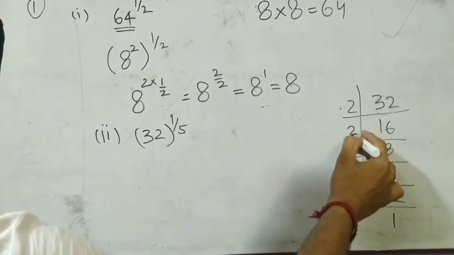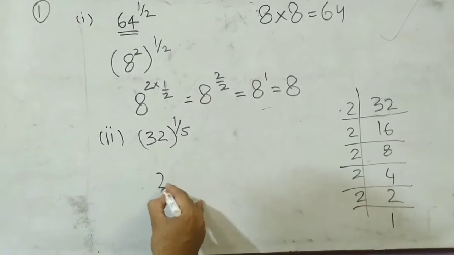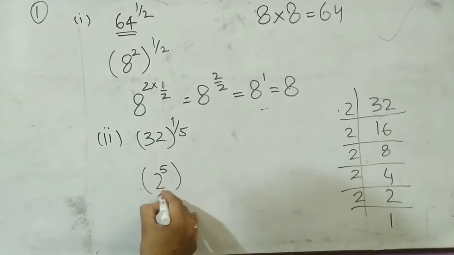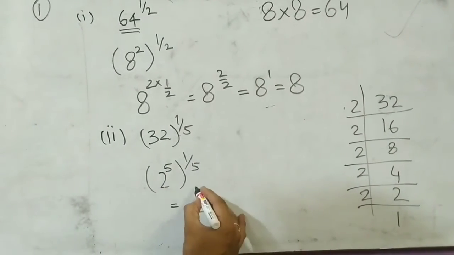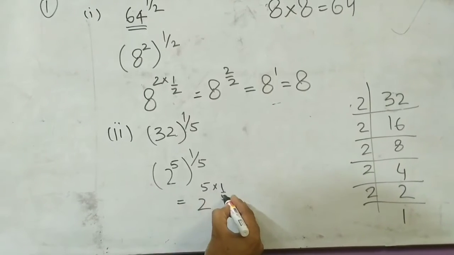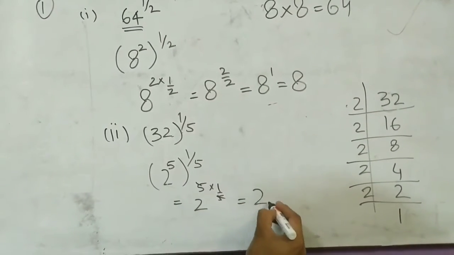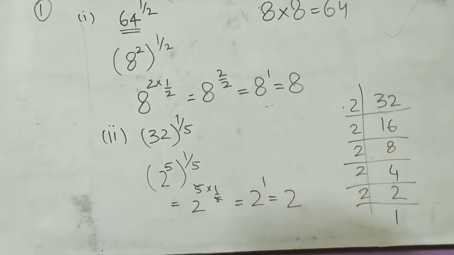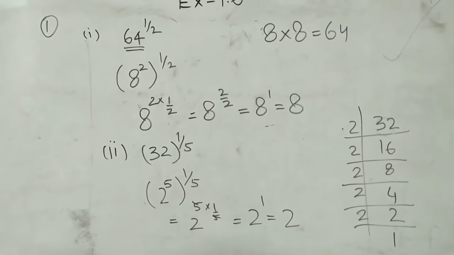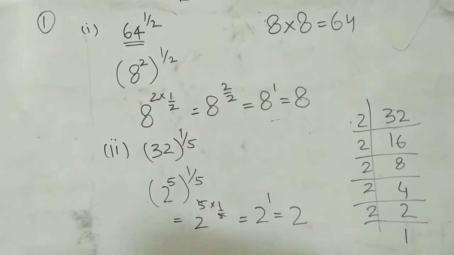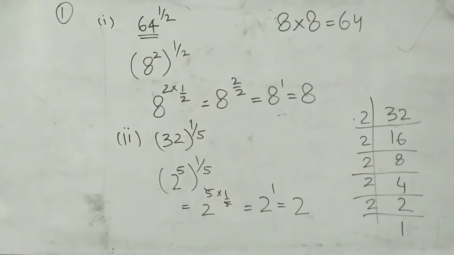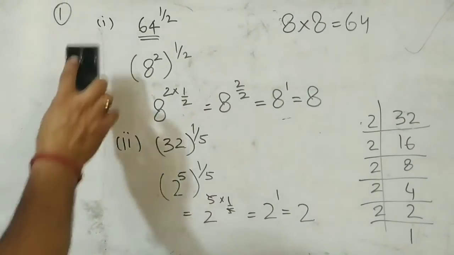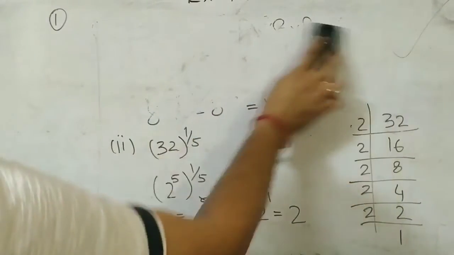You can see 2 2 2, 5 times, so you can write down 2 to the power 5, to the power 1/5. Because there is power over power, you will multiply them, these will cancel, you will get 2. Got it? Please note down. Let's do part number 3.